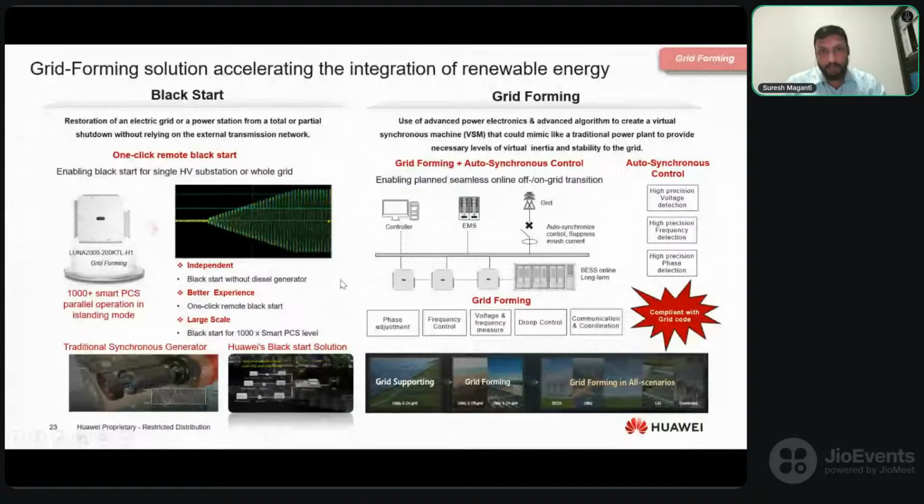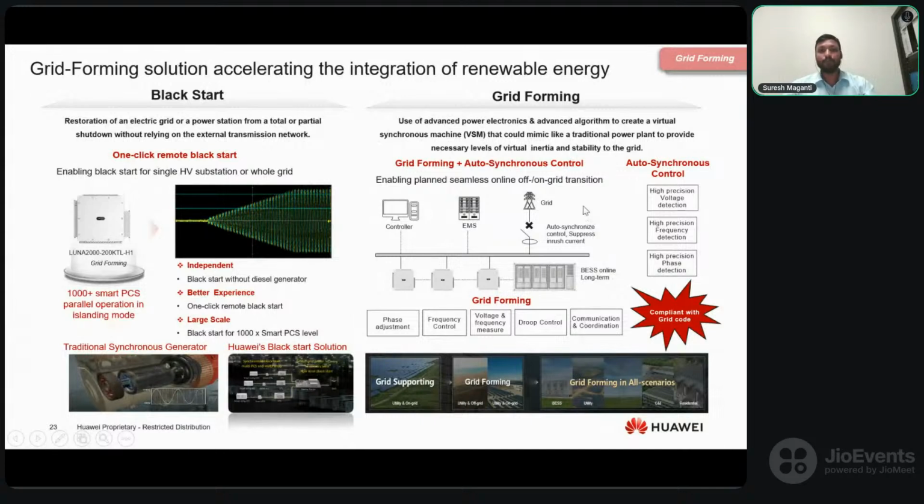When it comes to grid forming, there are many features. It will behave like a virtual synchronous machine. It will mimic the behavior of a traditional power plant. It has high precision of voltage detection, high precision of frequency detection, and high precision of phase detection to participate in these events: voltage regulation events, frequency regulation events, phase modification events when required, and also phase adjustment. So these are the real features of the grid forming battery energy storage system.